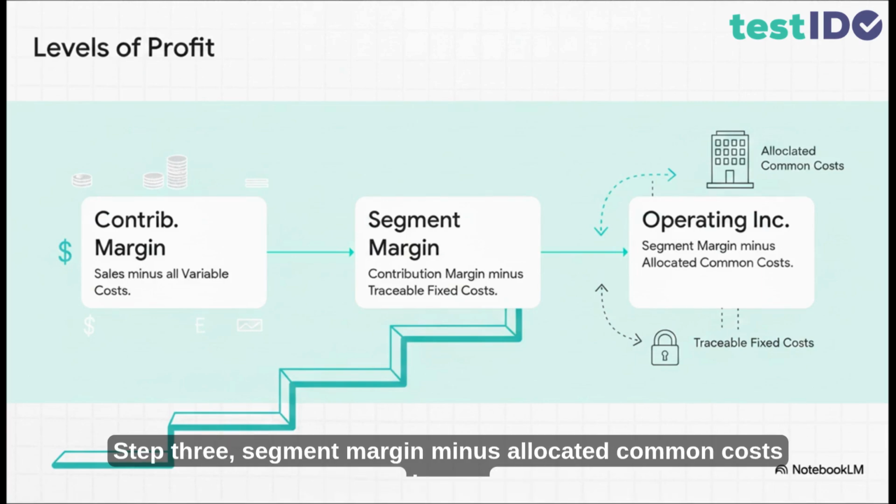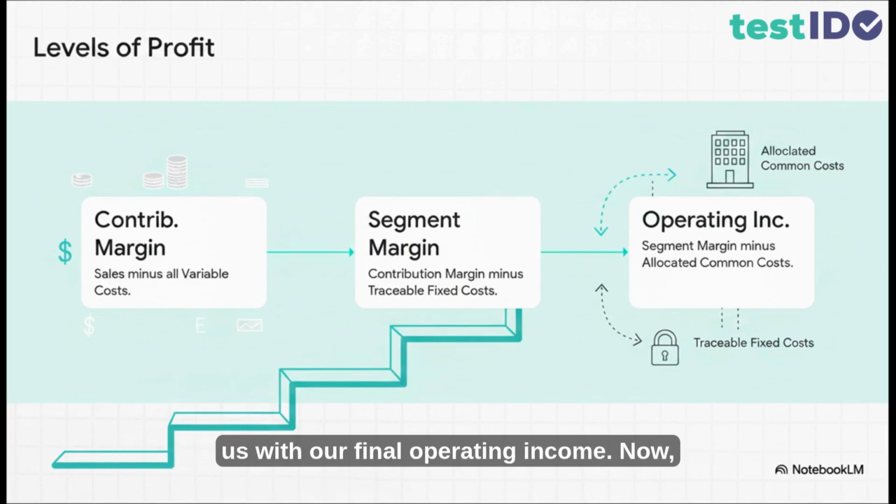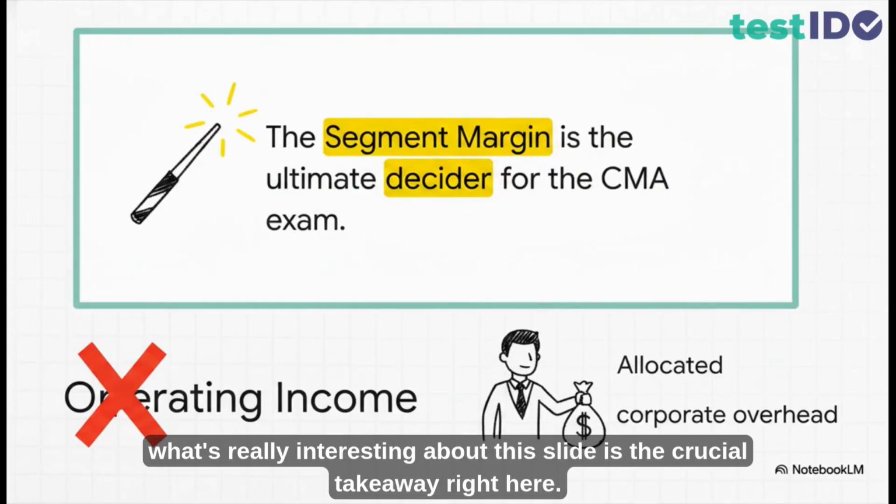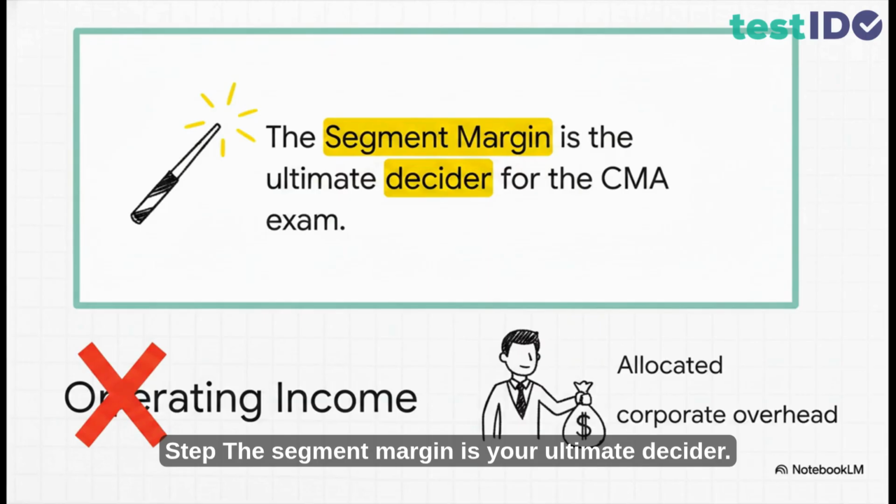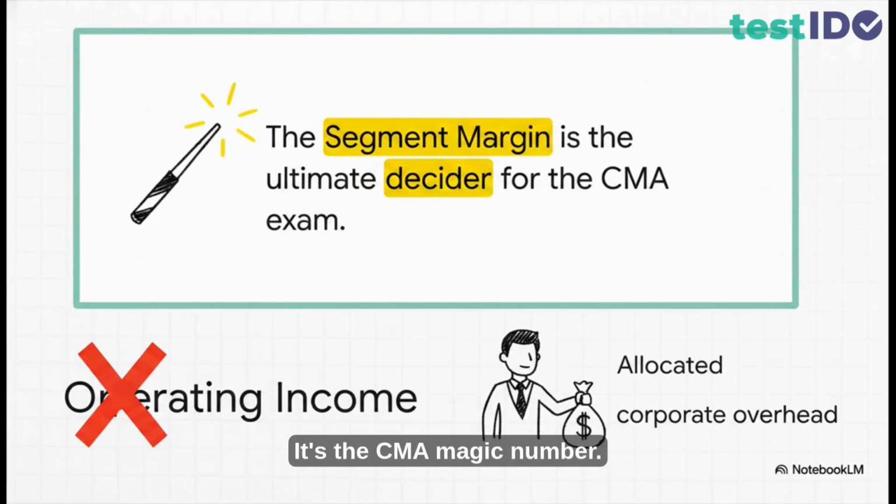Step 3. Segment margin minus allocated common costs leaves us with our final operating income. Now, what's really interesting about this slide is the crucial takeaway right here. The segment margin is your ultimate decider. It's the CMA magic number.